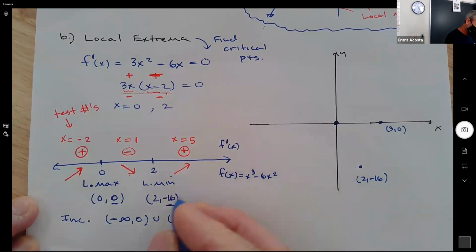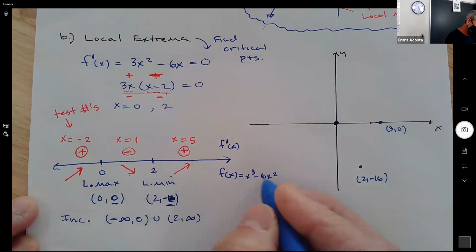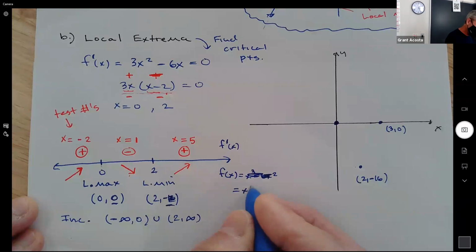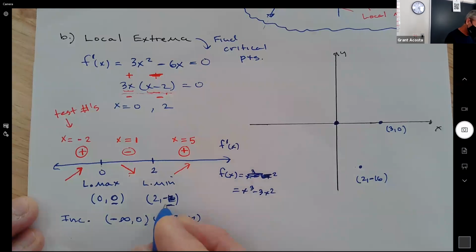Oh, thank you. So that changes this. Where did I get the 6x squared? I don't know. Maybe my function was x cubed minus 3x squared. So that's actually, what should this point be? 8 minus 12, it's only negative 4, isn't it? Okay. 2, negative 4, good catch.